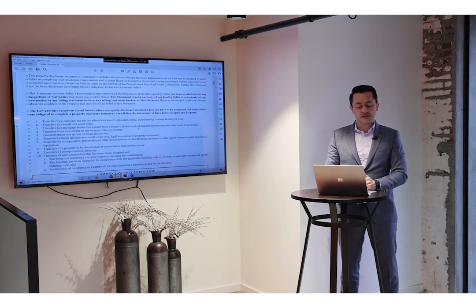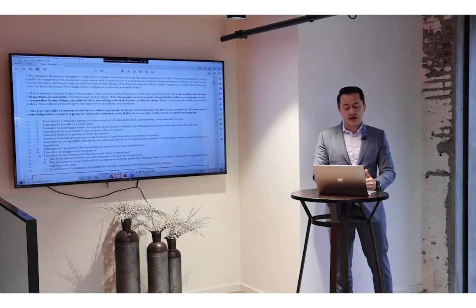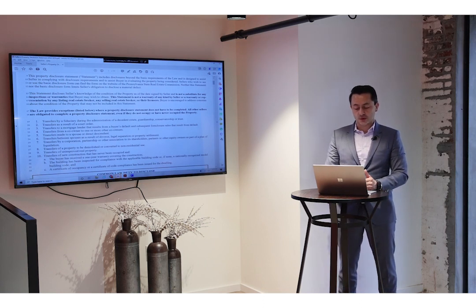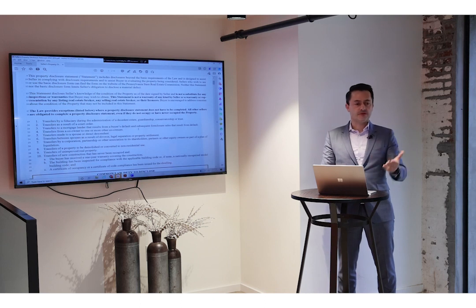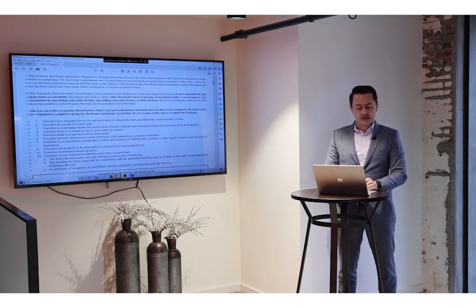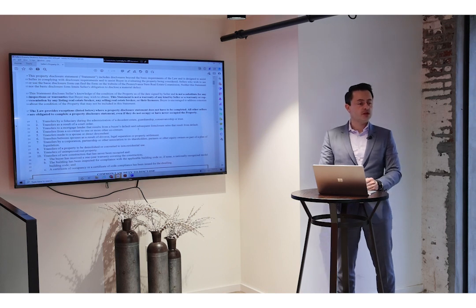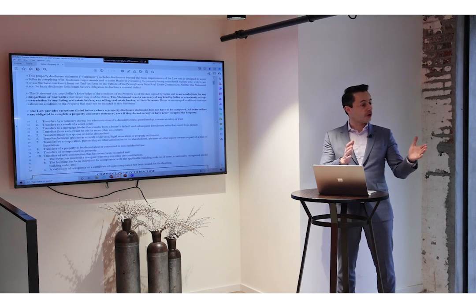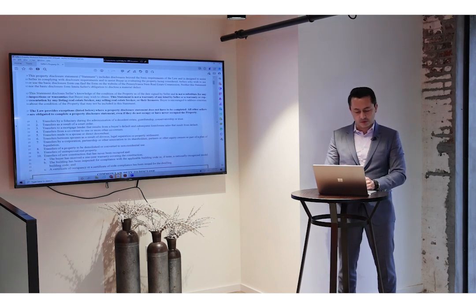Transfers to a mortgage lender that result from a buyer's default and subsequent foreclosure sales that result from the default. Well, if somebody loses their home to the bank, they're not obligated to give a seller's disclosure statement to the lender who took their property. Transfers from a co-owner to 1 or more other co-owners. So if someone owns a property with someone else and they're buying their partner out or their business partner, whatever they are, they're not obligated to do so.